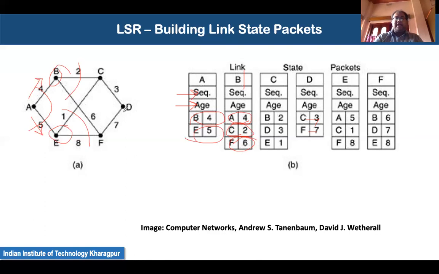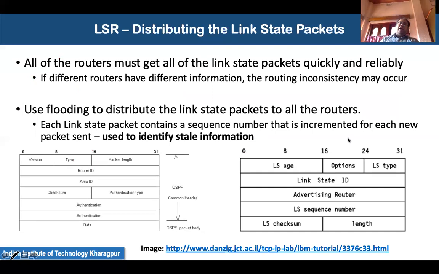For example, if you take a random node like node F, it will get the link state packets from A, from B, from C, from D, and from E. As I was mentioning, you need to distribute the link state packets. All of the routers must get all of the link state packets quickly and efficiently. If different routers have different information, routing inconsistency may occur. That is why we share the same link state information with all the routers in the network.